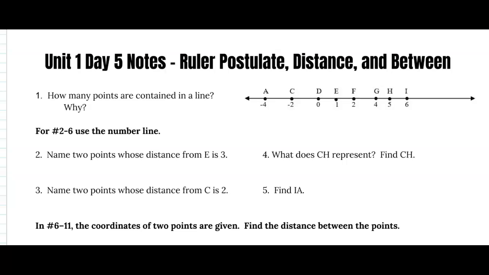So the first question asks, how many points are contained in a line and why? The correct answer here is actually there's an infinite number of points, because that's just by the definition of a line. Lines contain an infinite number of points.